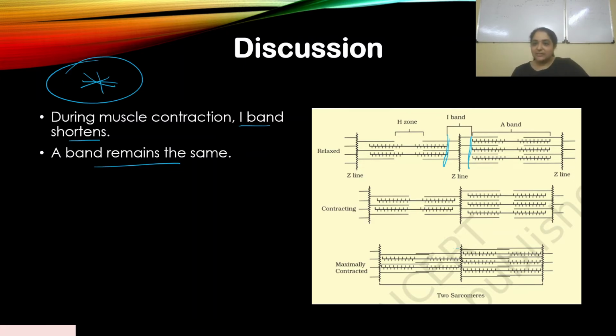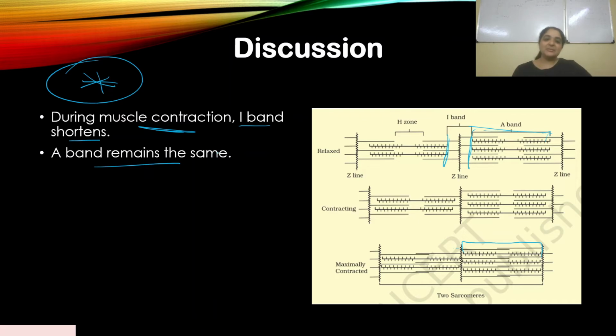Where is the A band? A band is just from here to here. Even when it's maximally contracted, it is just from here to here. So the A band remains the same. The I band, when it is maximally contracted, clearly shortens or completely disappears. So this happens during muscle contraction, obviously.